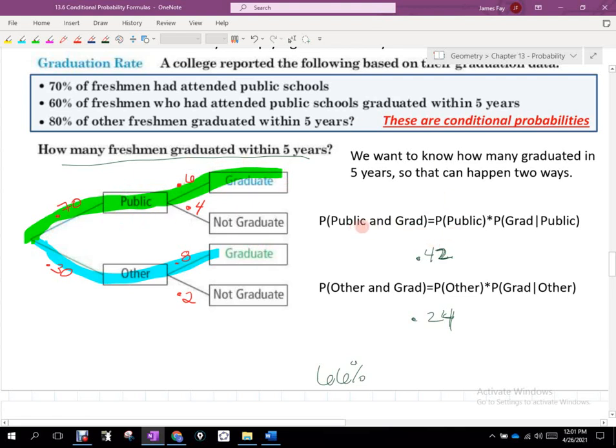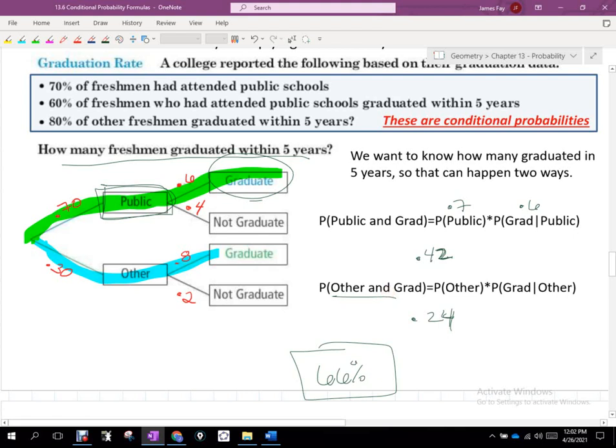Public and graduate meant that we need to go public times the probability that they graduated given they came from the public schools. Okay? So this would have been 0.7 and this would have been the 0.6. Because 0.6 here is that they graduated given that they were already here in these schools, right? Same thing here. Other and graduated. So we have a kind of a complex or maybe a compound situation here where I've got to find public and graduated, other and graduated, and then sum those together to get the total amount of freshmen that graduated within 5 years.